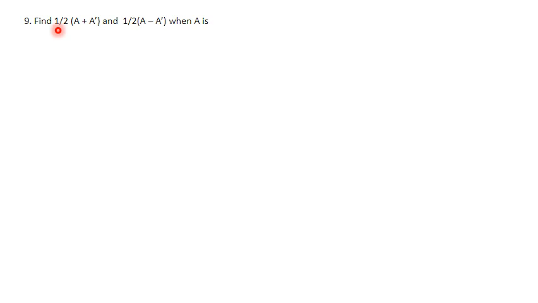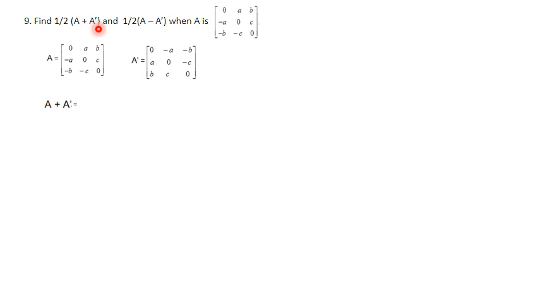Find 1 by 2 into (A plus A transpose) and 1 by 2 into (A minus A transpose) when A is this matrix, that is a 3 by 3 matrix. As before, we have to copy down A, the same matrix, then we go for A transpose. The first row will come here as a column, 0 a b will come here as a column. In the same way, interchange the rows and columns and we will get A transpose. Then we move on to A plus A transpose. First write A matrix and next write A transpose.